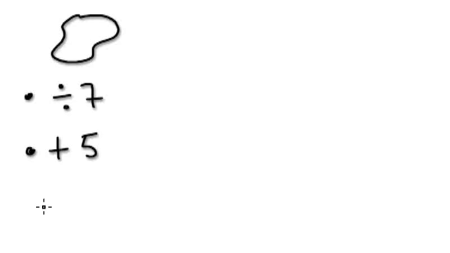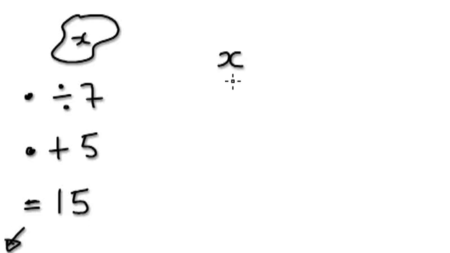I'm thinking of a number. I'm going to divide by 7, and then I'm going to add 5, and it gives me 15. What number was I thinking of? So press pause and have a go. So here, let's say that's x. I'm thinking of a number, let's say x. I'm going to divide by 7.